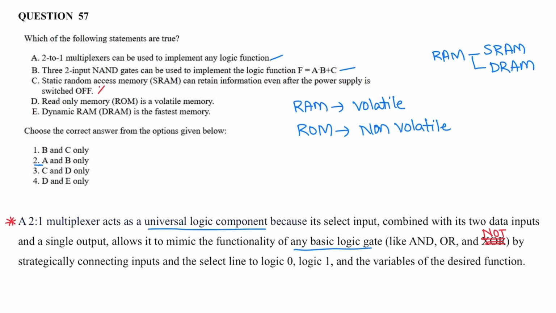Statement C is incorrect. Read-only memory is a volatile memory? No, read-only memory is non-volatile memory. Statement D is incorrect. DRAM is the fastest memory?